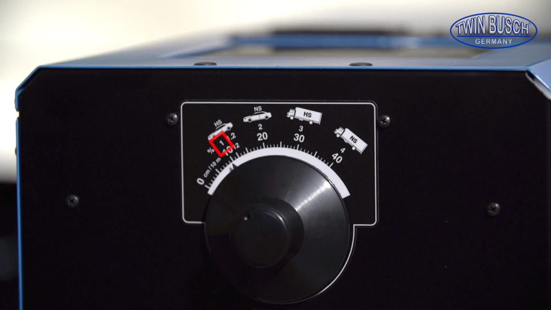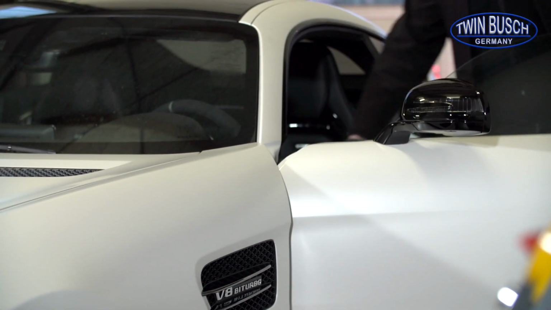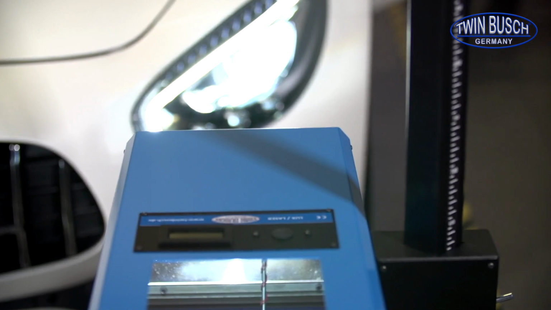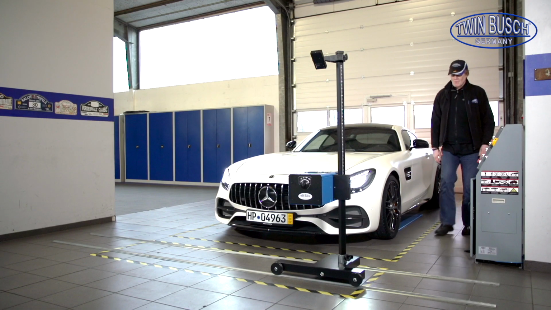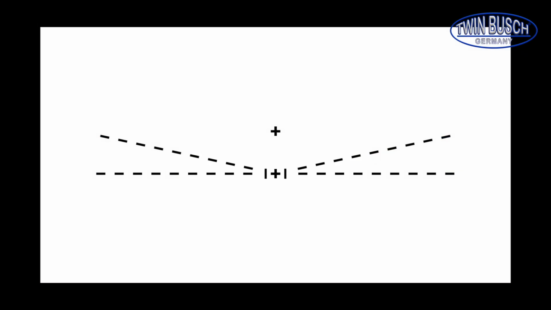The measurement for the left low beam can be carried out after switching on the lights. We can now see the brightness distribution through the peephole. For an automobile meant for right-hand traffic, we see a light beam that should be flush with the dashed, horizontal line on the left side.